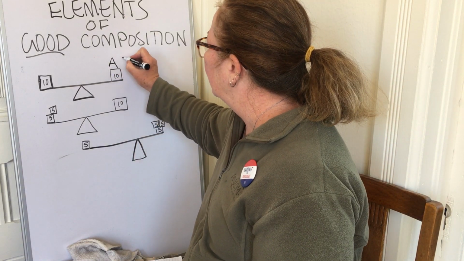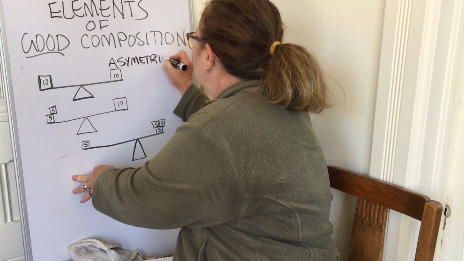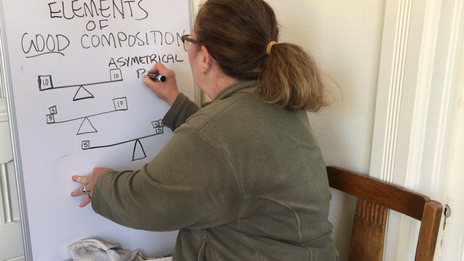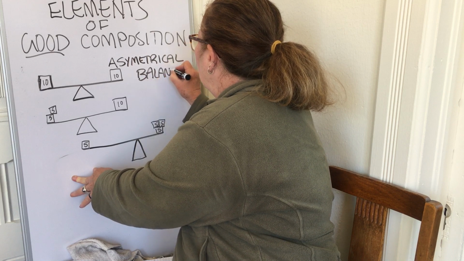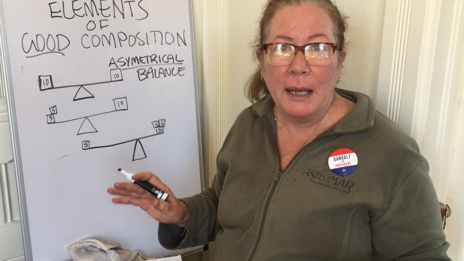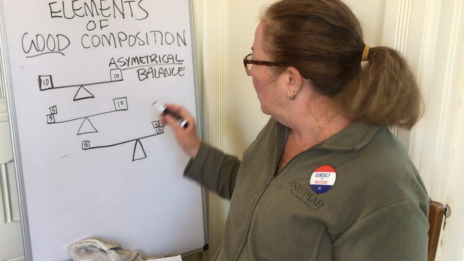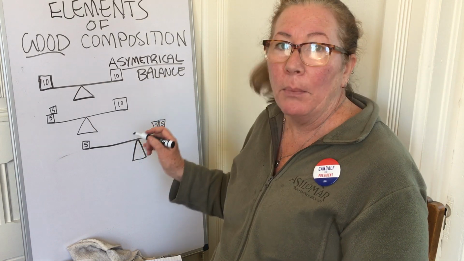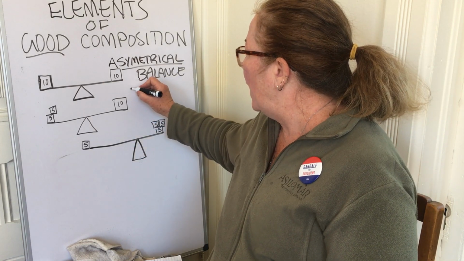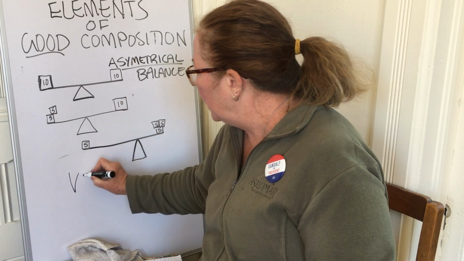Let me write it down. So the balance in general, and like I said, rules are made to be broken, so it's not like it always has to be an asymmetrical balance, but it does help for visual interest. An asymmetrical balance creates a really good visual interest.